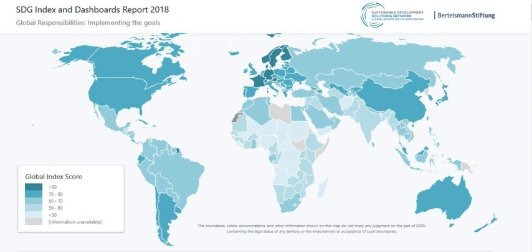Topic: Goal 8, Decent Work and Economic Growth. Topic: Promote sustained, inclusive and sustainable economic growth, full and productive employment and decent work for all.